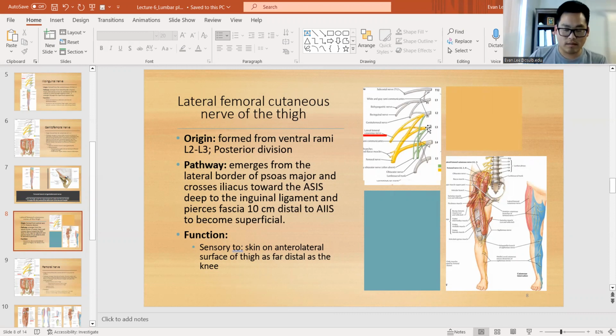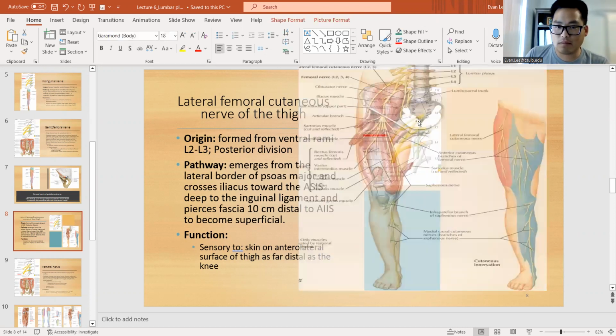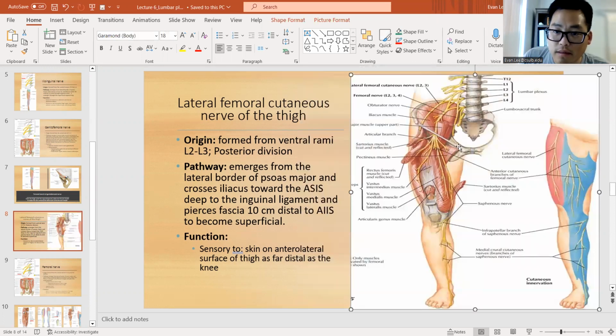Now this is going to the lateral side of the thigh, but it has a somewhat specific pathway, as in it's traveling towards the anterior superior iliac spine. Right over here, you can see it traveling under the anterior superior iliac spine. And let me just blow that up a little bit. Over here, this is the lateral femoral cutaneous nerve, traveling laterally, going under the inguinal ligament, right near the anterior superior iliac spine.